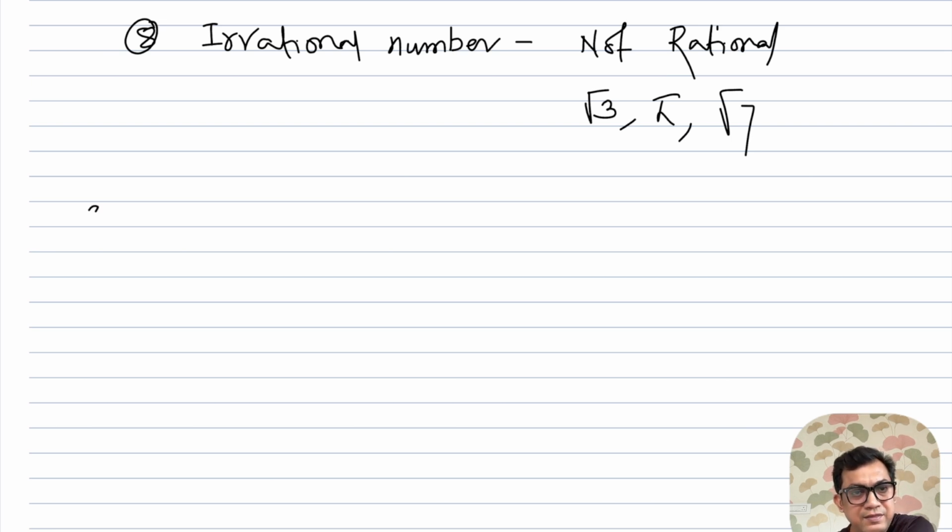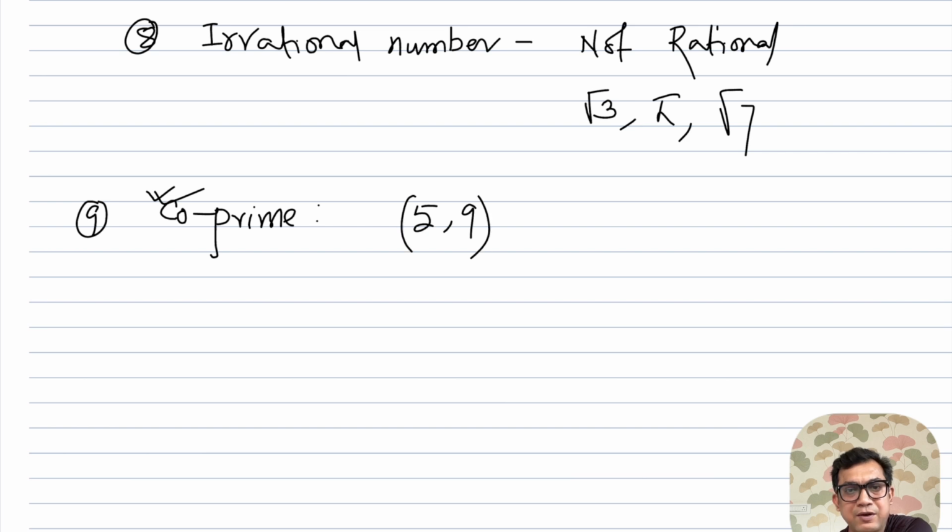Now number 9, we must also know about the co-prime number. Prime is done. Now talk about co-prime. By the word co I mean mutual prime. So what do you mean by mutual prime? Look at 5 and say 9. What is common between 5 and 9? What is the common number? Nothing but 1.